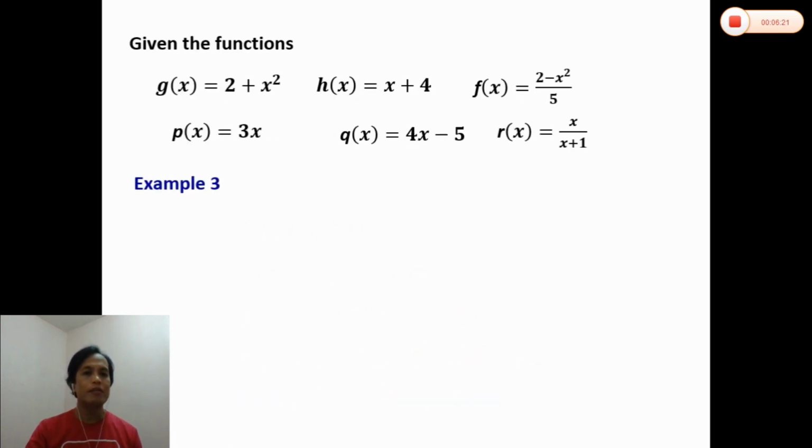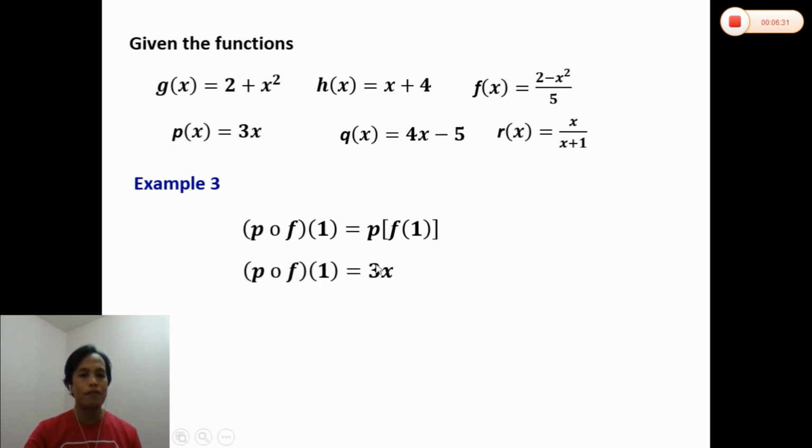Then third example, the same set of functions and we are to find the composition of the functions p and f. So the first function p is defined by the function 3x. Then f is defined by the function 2 minus x squared over 5. So instead of writing x here, we change that with the function f, which is 2 minus x squared over 5.